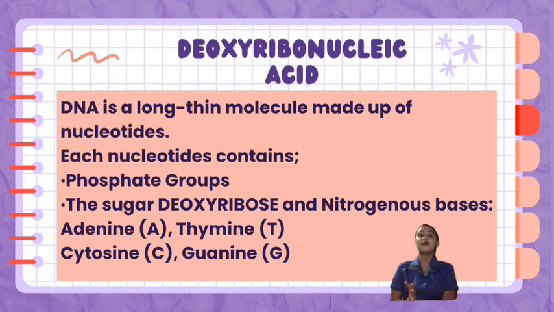Nitrogenous bases sa genetic code pairing, we have si adenine is pair talaga kay thymine. Pag sa DNA, pag sinabi natin DNA replication, si adenine pair with thymine. Si cytosine pair with guanine. So, sila dapat yung magka-partner. Hindi pwede na si adenine is for guanine and then thymine is for cytosine.